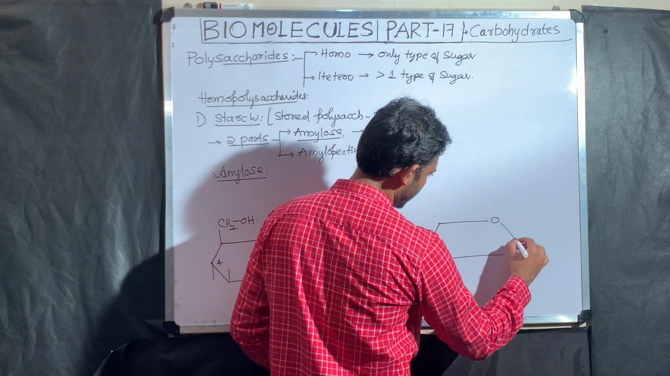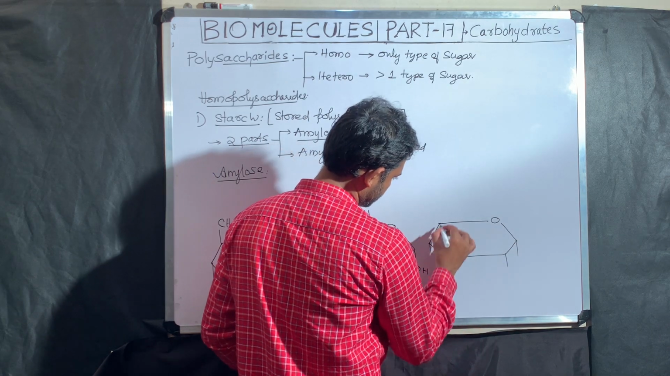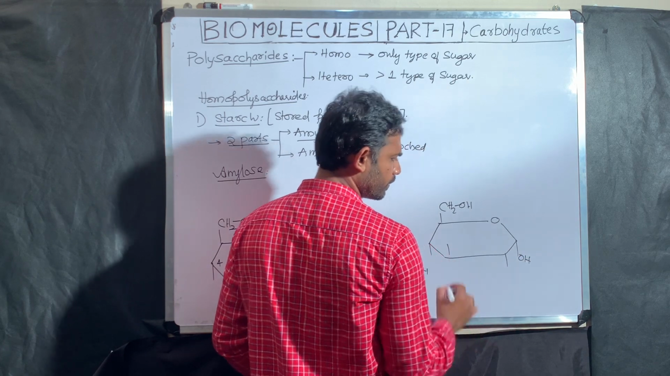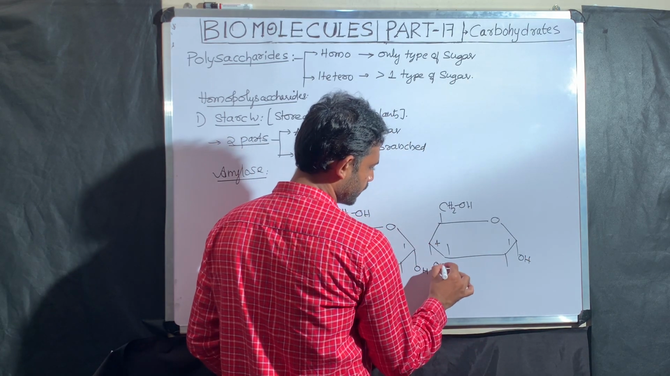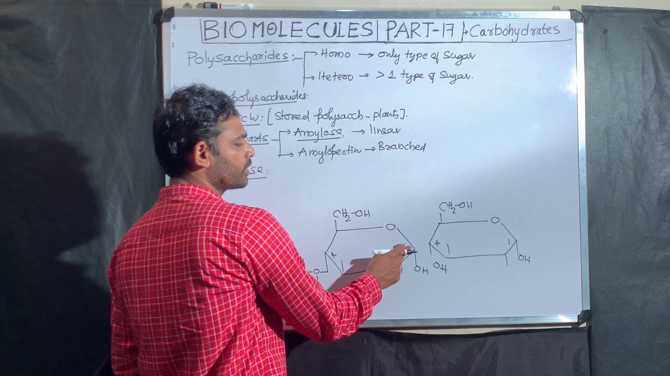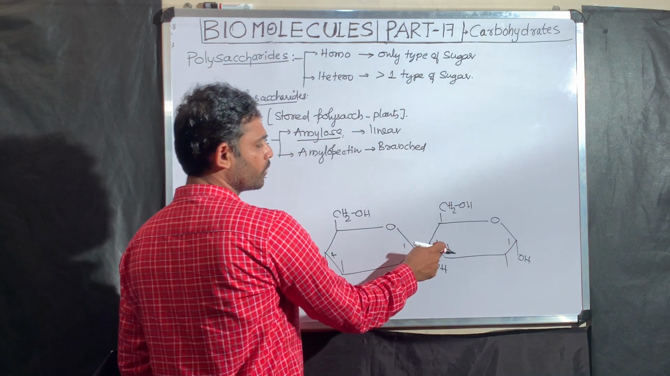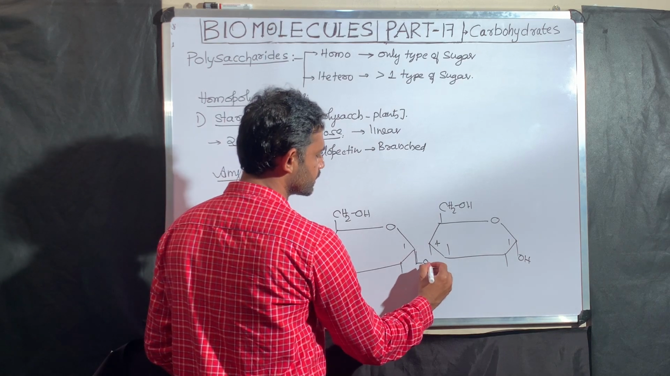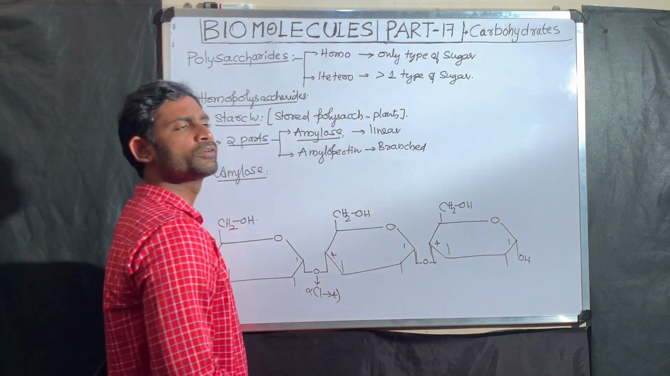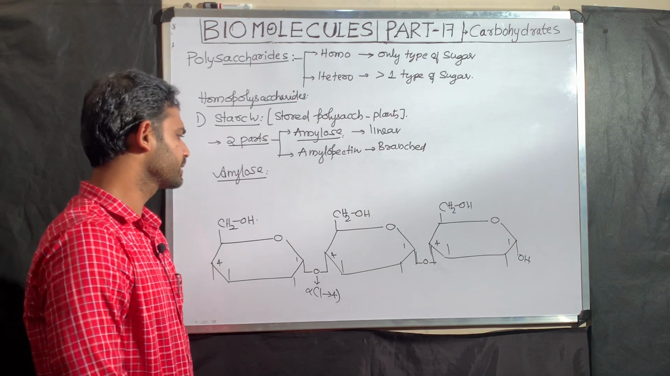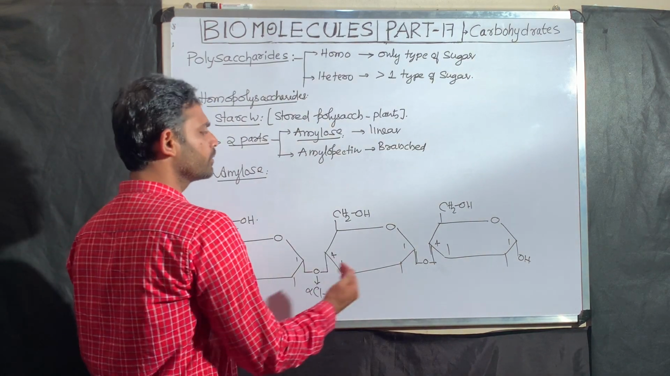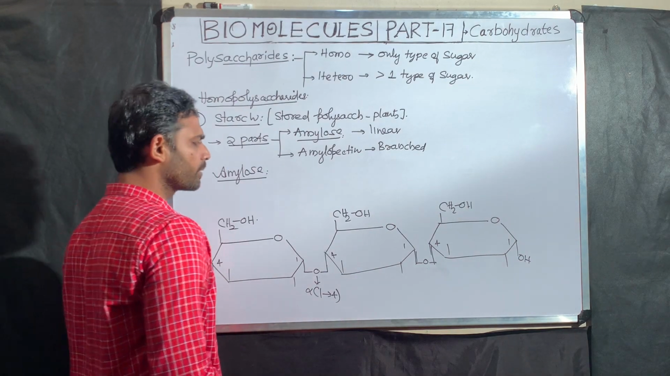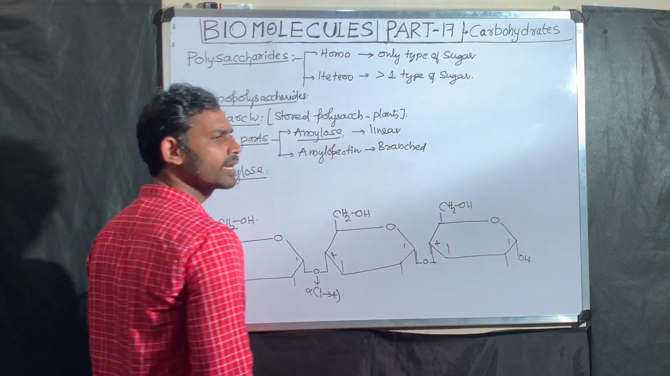Same thing, CH2OH. This is the first carbon, this is the fourth carbon, OH. Same with the second sugar: first carbon OH group, fourth carbon OH, water removed, the remaining oxygen links them. Same bond, alpha 1,4 glycosidic bond. So see here, from here to here, that is a disaccharide. Yes or no? From here to here, this is a trisaccharide.